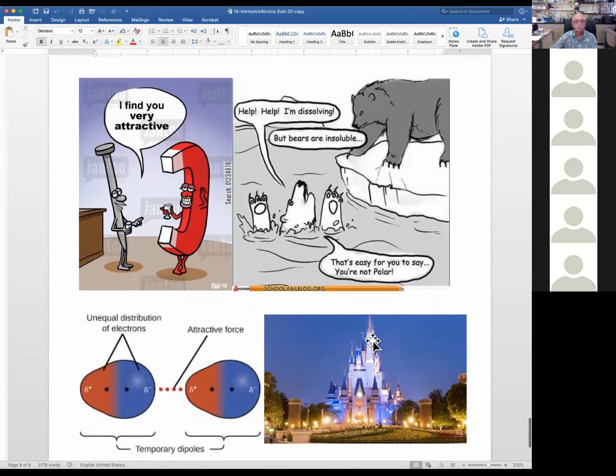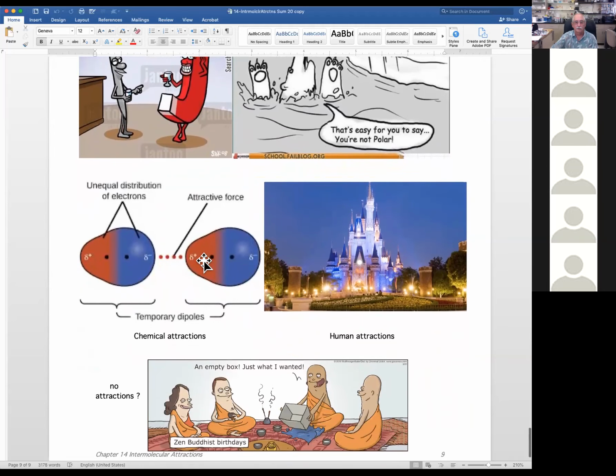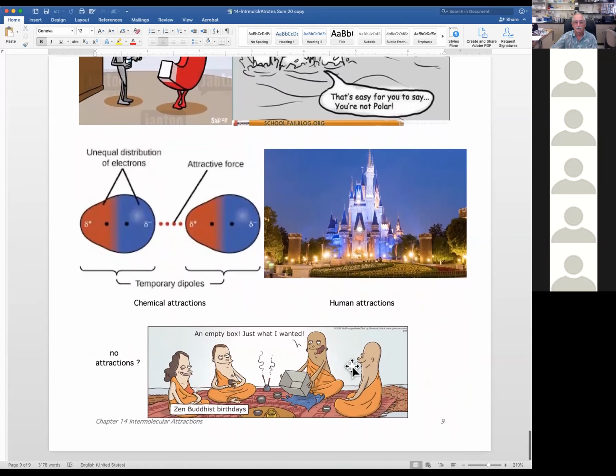So I just really like this cartoon. It's just so dumb, I had to use it. And see, he's dissolving because he's a polar bear. Chemical attractions, human attractions, and no attractions. I don't know, terrible.